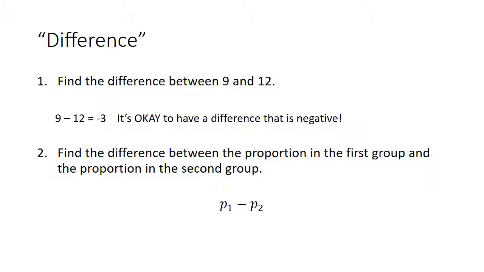The difference between the proportion in the first group and the proportion in the second group, P1 minus P2, it's okay if that's negative. It just means P1 is smaller than P2. Make sure you keep things in the correct order. The difference between A and B, A minus B.